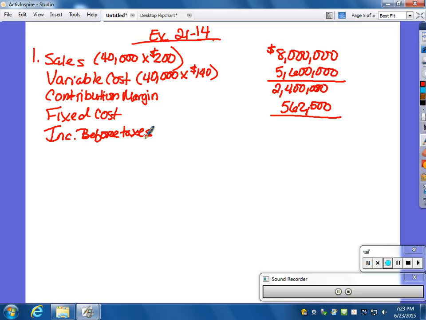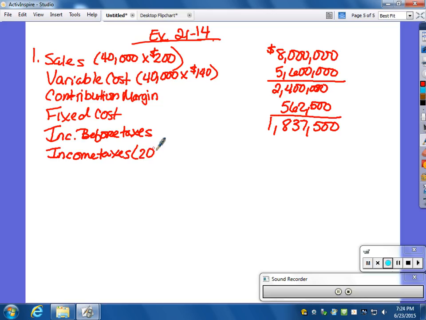Oh, subtract up there. That's subtract the fixed cost from the contribution margin. Minus fixed cost. Contribution margin minus fixed cost. 2,400,000 minus 562,500. 3,737,500. So what are going to be the income taxes?